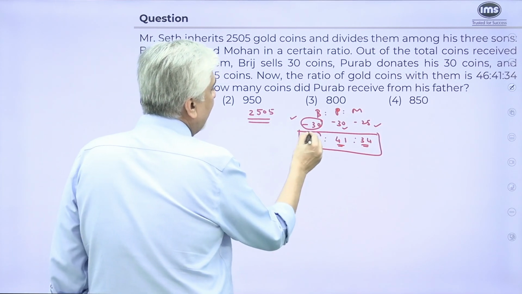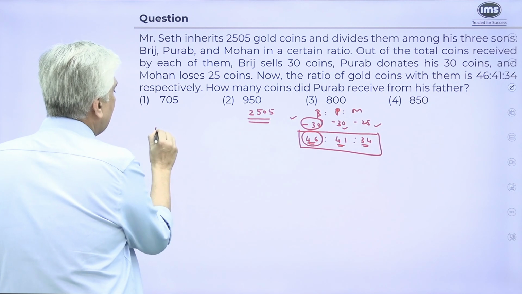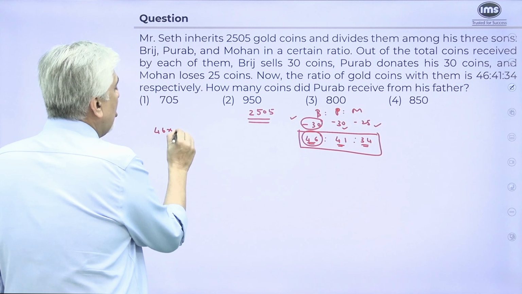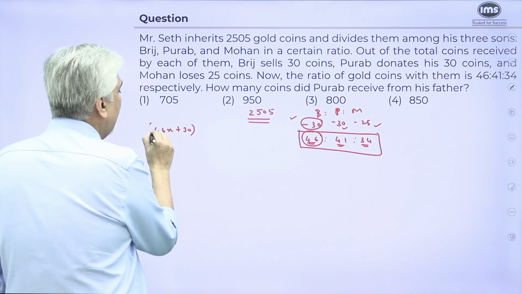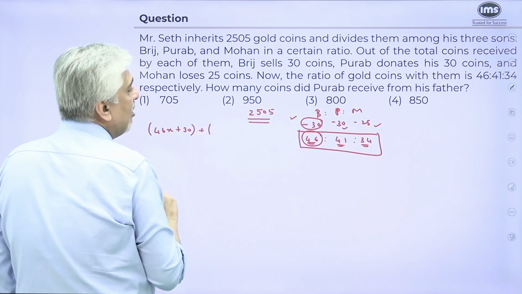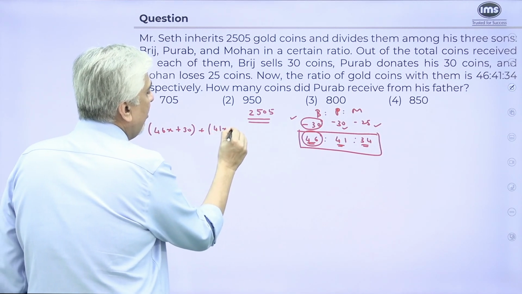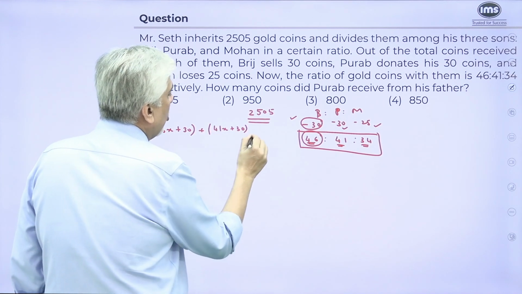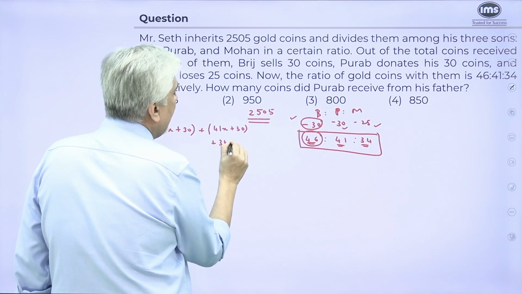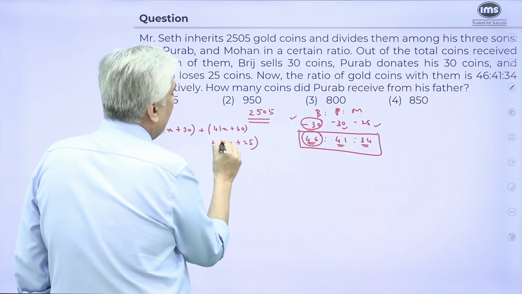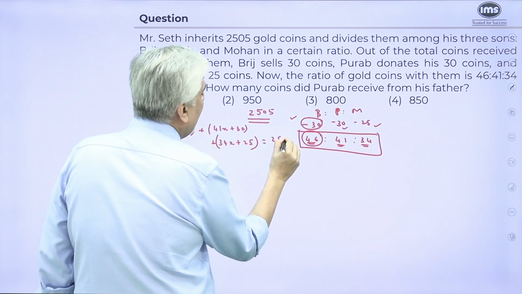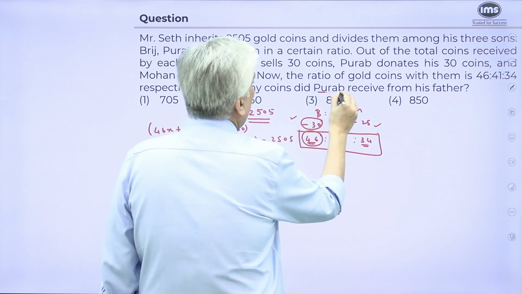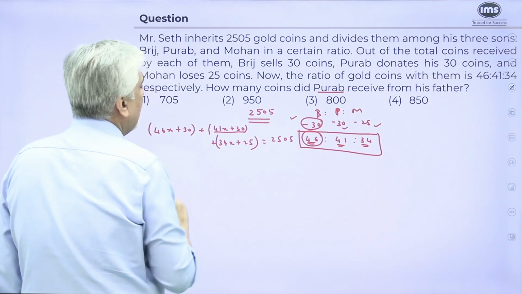Let's assume afterwards Bridge has 46x coins, which means initially he had 46x plus 30. Purab has 41x coins, which means initially he had 41x plus 30, while the third person, Mohan, had 34x coins. So initially he had 34x plus 25, and this total was equal to 2505. What do we want to find? We want to find the number of coins Purab received, which means we want to find 41x plus 30.